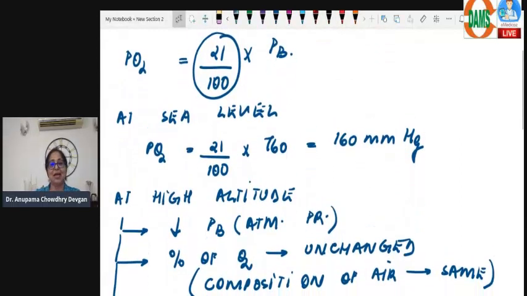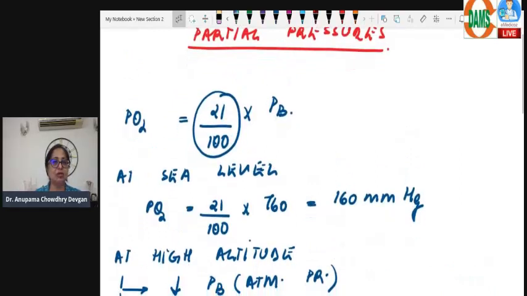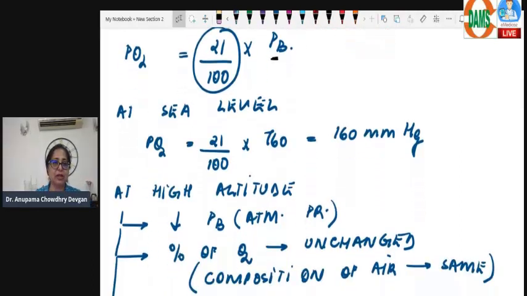Okay. I said, what is partial pressure? How do you calculate the partial pressure? Partial pressure is the percentage of oxygen times the atmospheric pressure. What is PB? PB is the atmospheric pressure. Now, at sea level, the partial pressure of oxygen will be 21 upon 100 into 760, which is 160 millimeters of mercury. Whenever you want to calculate the partial pressure, take the atmospheric pressure; the percentage of oxygen remains fixed.